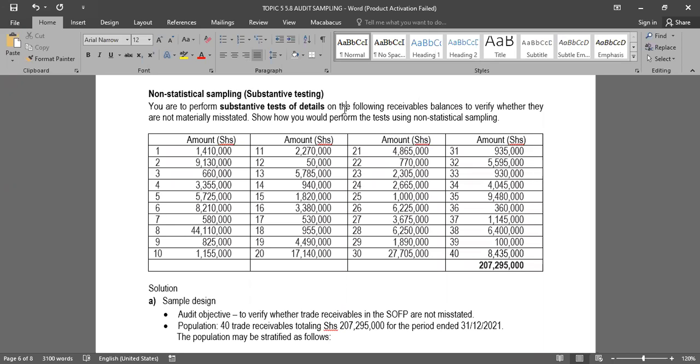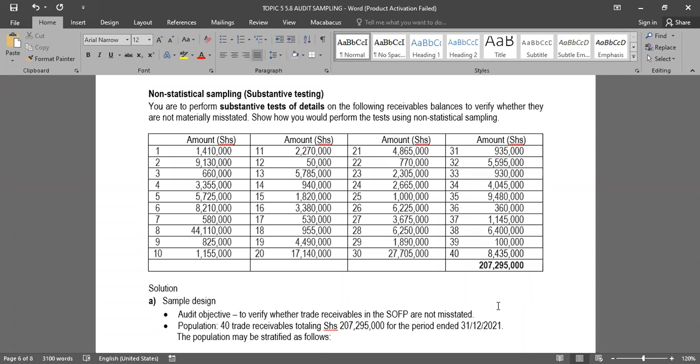You have to perform substantive tests of details on the following receivable balances to verify whether they are not materially misstated. Show how you would perform the tests using non-statistical sampling. If you check these invoices, you have 40 customers with different balances, giving us a total of 207,295,000. All these customers, you need to audit.